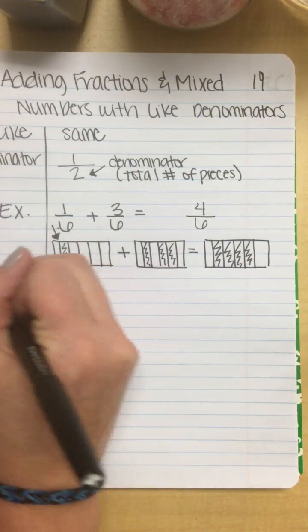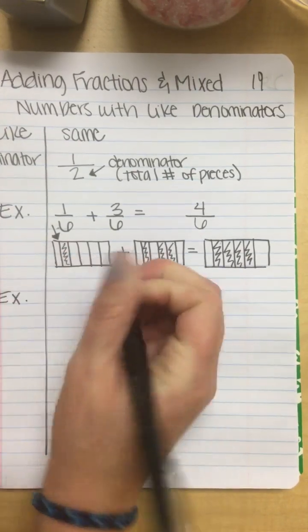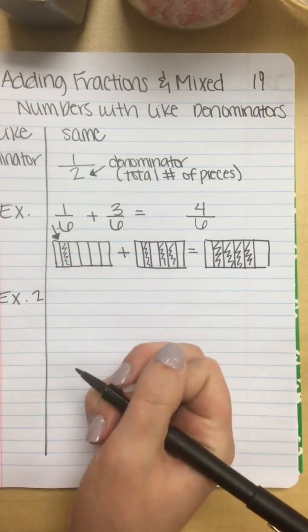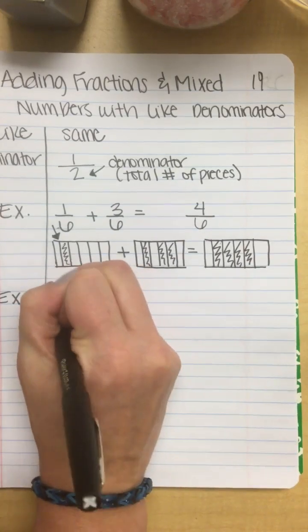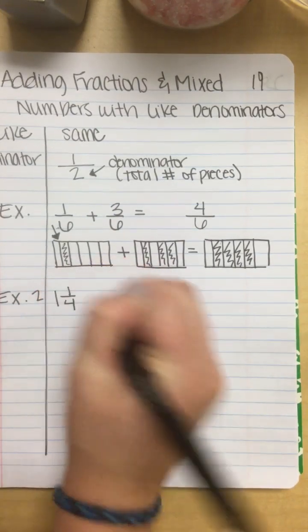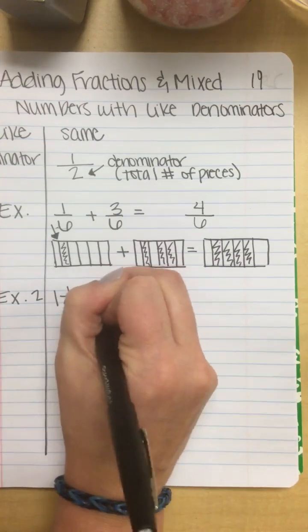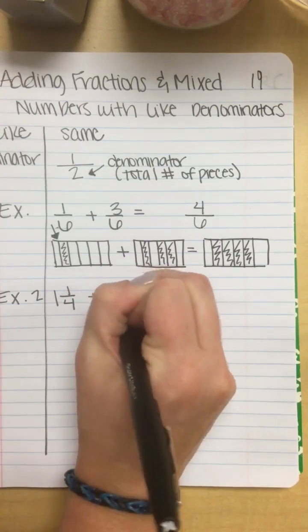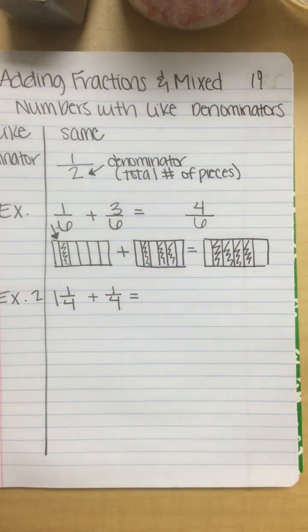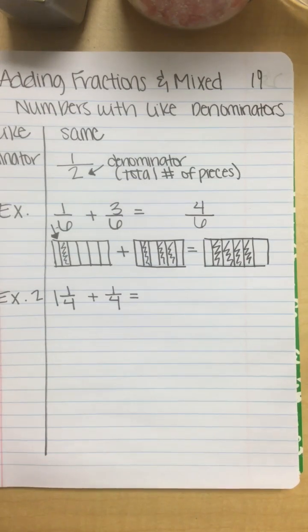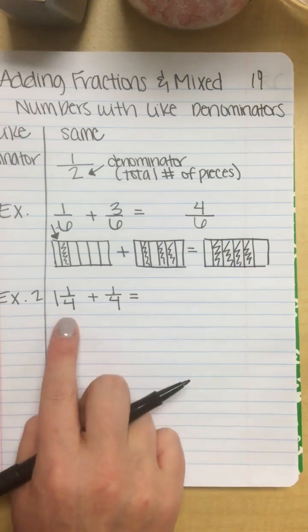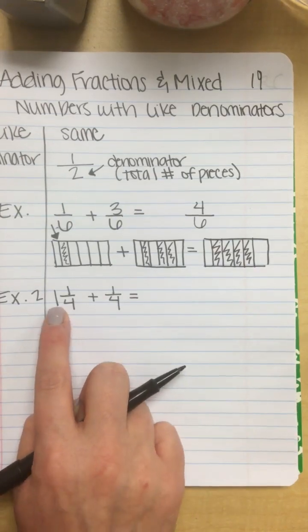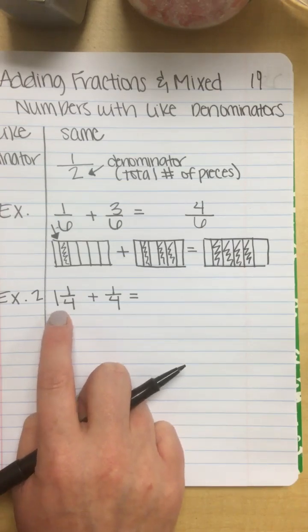Let's do example 2. What if we have 1 and 1/4 plus 1/4? Okay, so first we're going to start by drawing a picture. So we need to draw a picture for this. We have a whole number, so that means he is going to have his own picture.